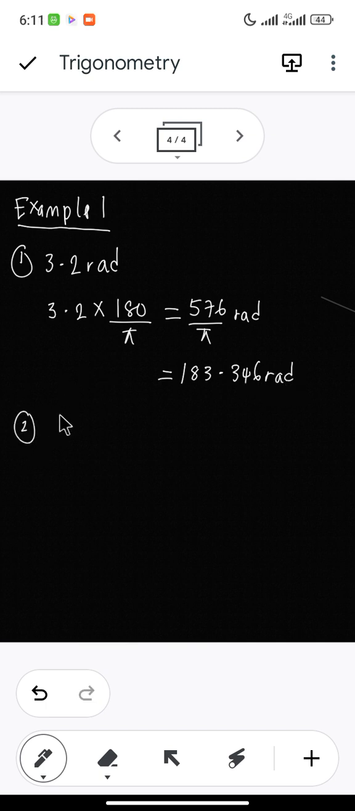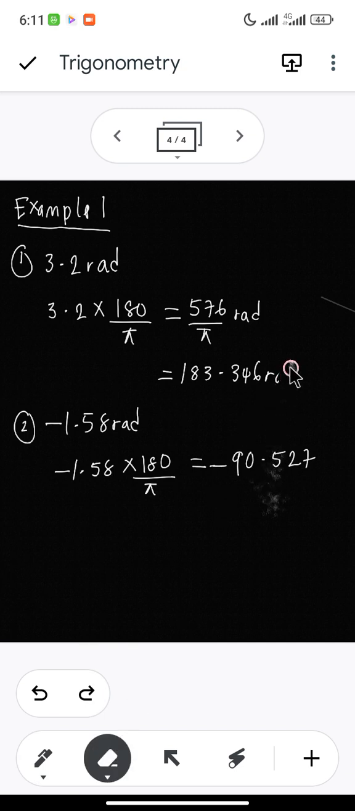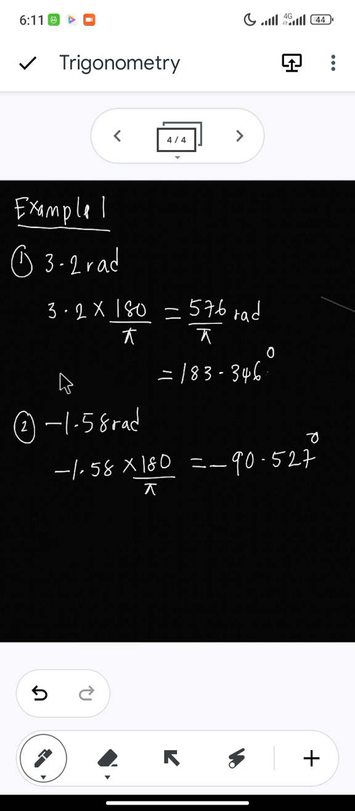Now we'll check question number 2. We have negative 1.58 radian or rad. So you do the same thing, just multiply with the symbol there times 180 over pi. This gives you negative 90.527. Sorry, this is an error here. Forgot we're converting from radian to degree, so this is meant to be in degrees. This is meant to be also in degrees. So this is basically how you convert from radian to degree.